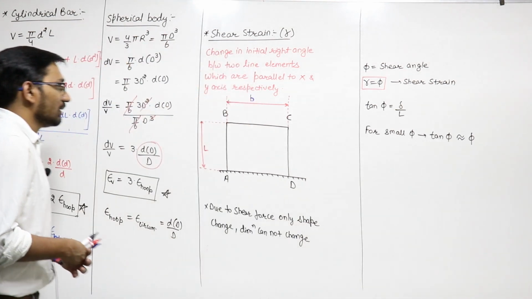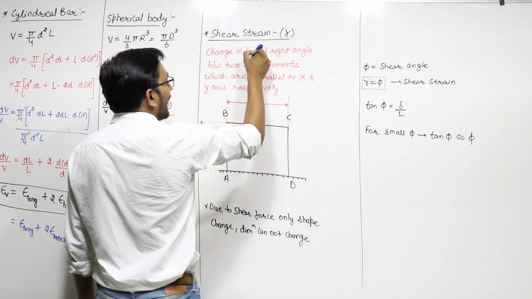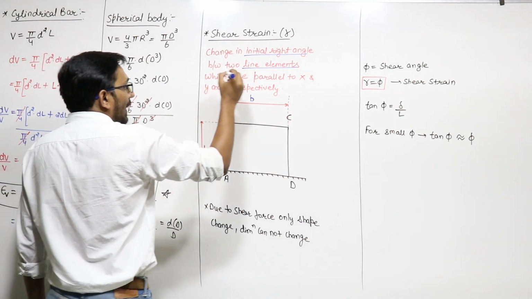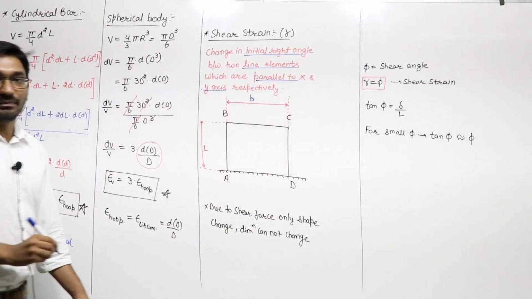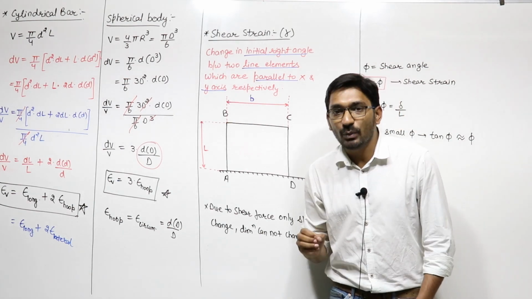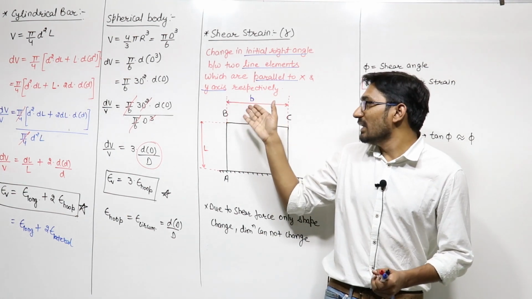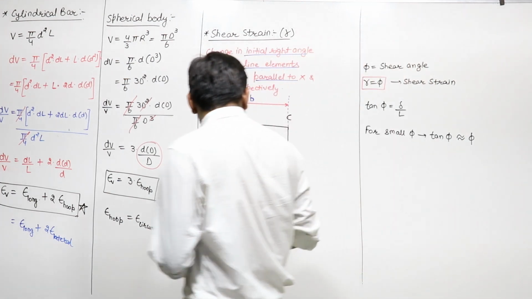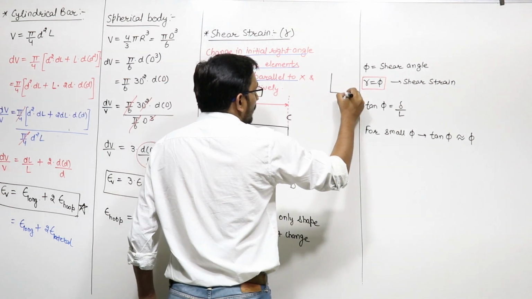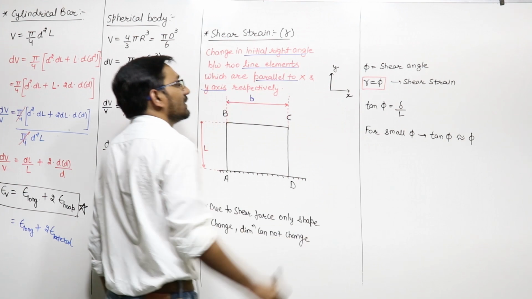Now let us see. We can say that the definition of shear strain is the change in the initial right angle between two line elements of a body which are parallel to the x and y axis respectively. Right. We can say, suppose this is a body. So in this body I am assuming that this is your x-axis, and this is your y-axis. We are taking these x and y axes.